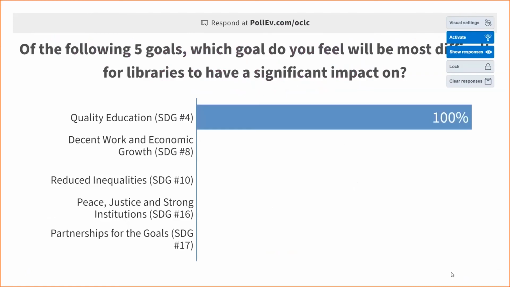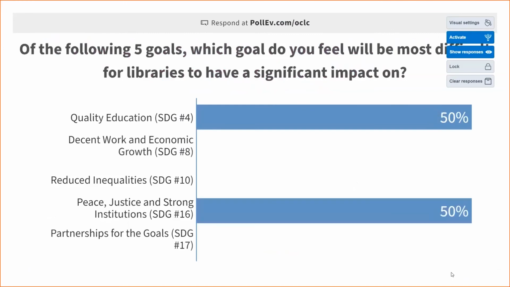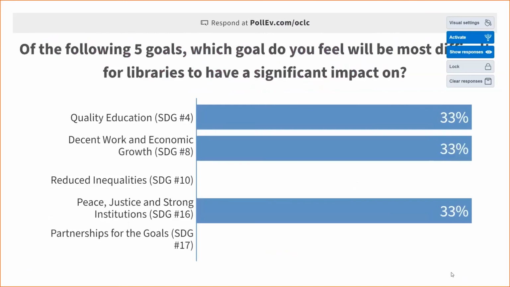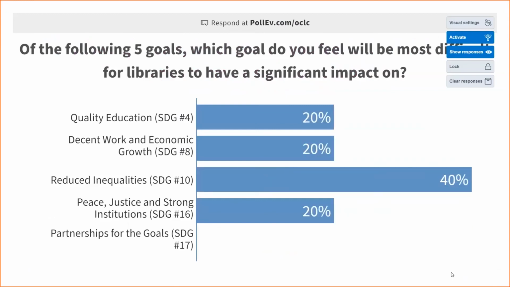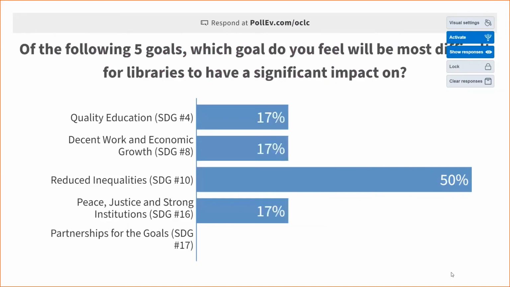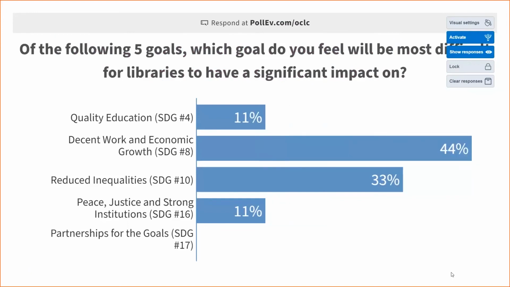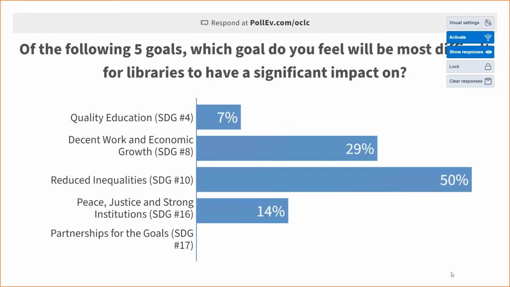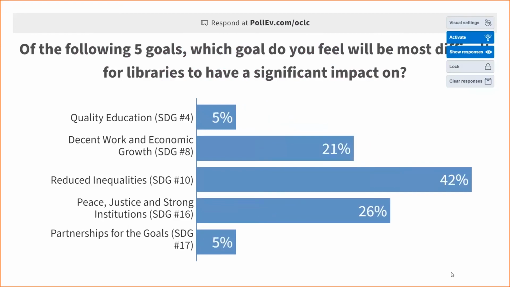Of the following 5 SDGs, which do you feel will be the most important for libraries to have a significant impact upon? Is it quality education, SDG 4; decent work and economic growth, SDG 8; reduced inequalities, SDG 10; peace, justice and strong institutions, SDG 16; or partnership for the goals, SDG 17? We'll give everyone some time to connect and participate in the poll.